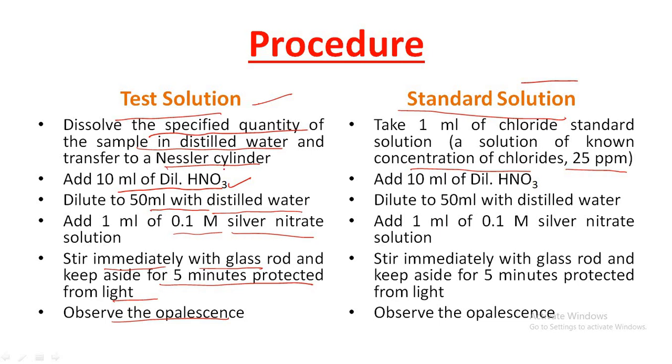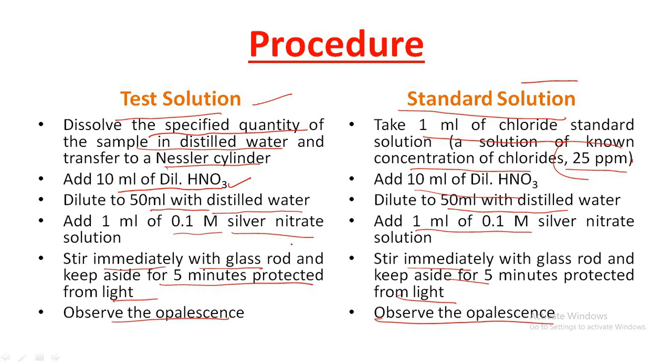And in a similar way, you will prepare another solution in the Nessler cylinder, for which you have to take 1 ml of the chloride standard, that is the 25 ppm solution of the chloride, and then you have to add the 10 ml of the dilute HNO3, 50 ml of the distilled water. You have to make up the volume, add 1 ml of 0.1 molar silver nitrate, and you have to follow the same procedure as mentioned in the test solution. And there will also be an opalescence.